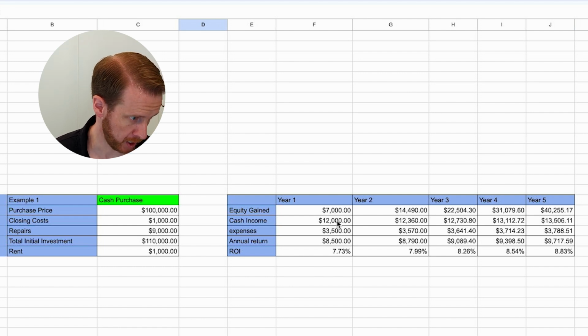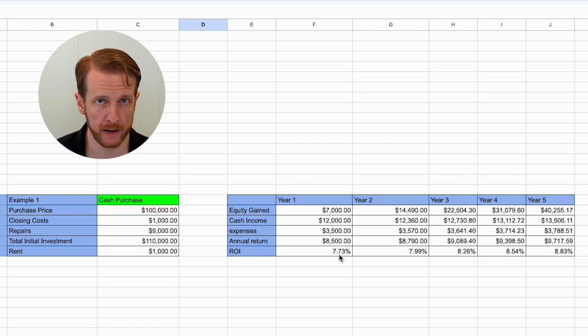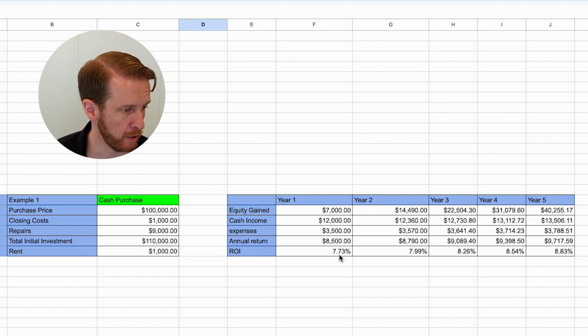Now we get into the first year, we see we gained $7,000 in equity on the property. We have a cash income of $12,000 in rent. We have expenses of $3,500, and we have an annual return, which gives you a return on investment of just over 7%. Decent return on investment, better than any bond has been lately, so awesome.